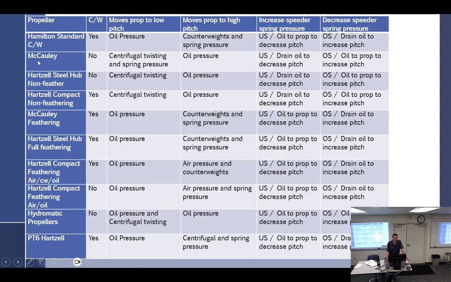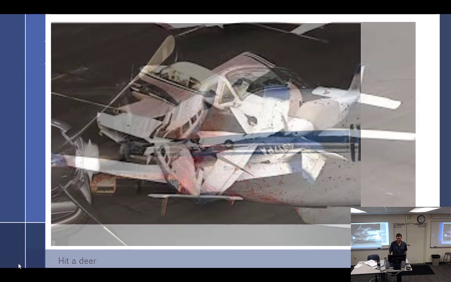All right. The Macaulay. Well, now it gets complicated. It depends. So that's why maybe this isn't great. Yeah, non-feathering. See, I made it more complicated than it needed to be. We could just lump these into big ones. So Macaulay, I'm not even going to do it. Hydromatic prop. No counterweights. What moves the prop to low pitch? Oil pressure. And what moves the prop to high pitch? Oil pressure. Okay. That was just making things more complicated than it had to be. We already looked at all this.